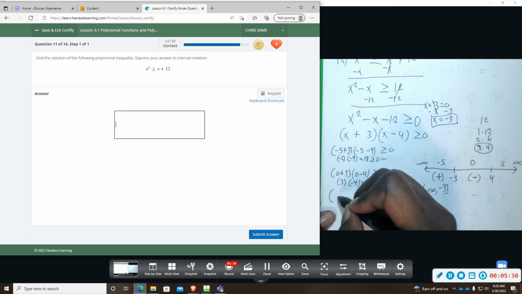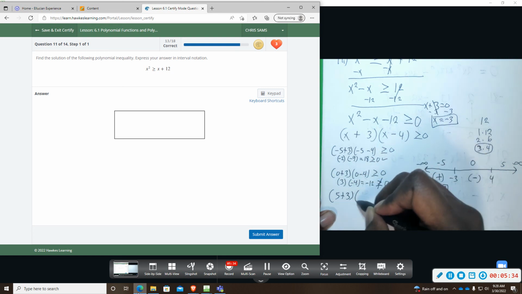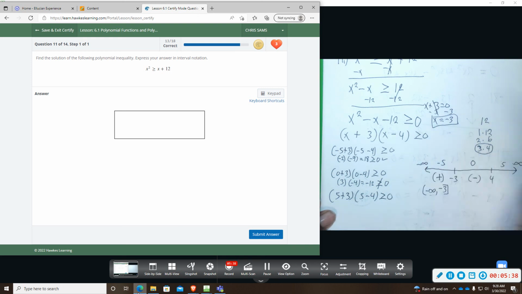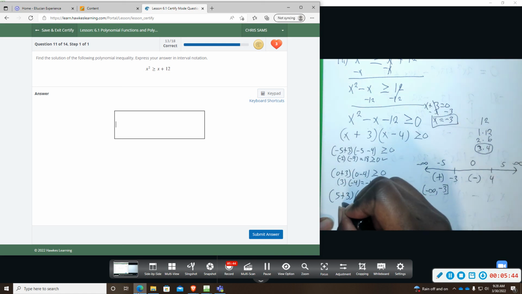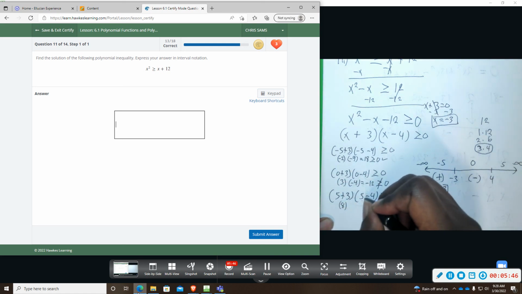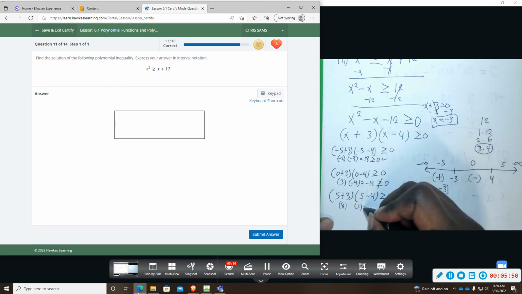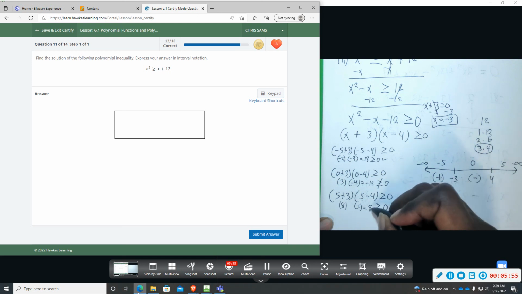So I'm going to do 5 plus 3, and then 5 minus 4. See if that's greater than or equal to 0, otherwise positive. And that will give me a positive 8. This will give me a positive 1. 8 times 1 is a positive 8, and positive numbers are always greater than 0. So that one checks out as well.